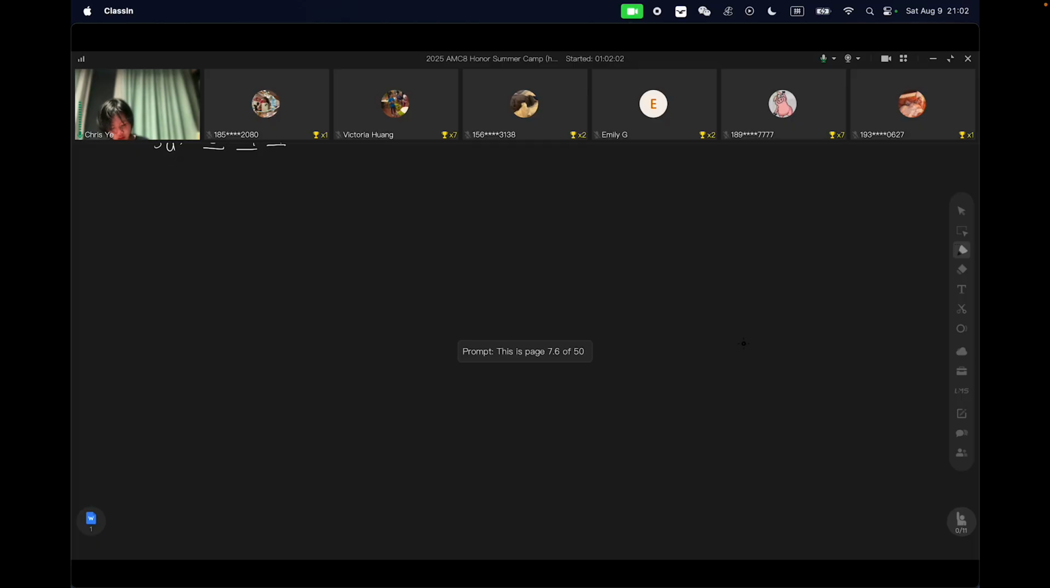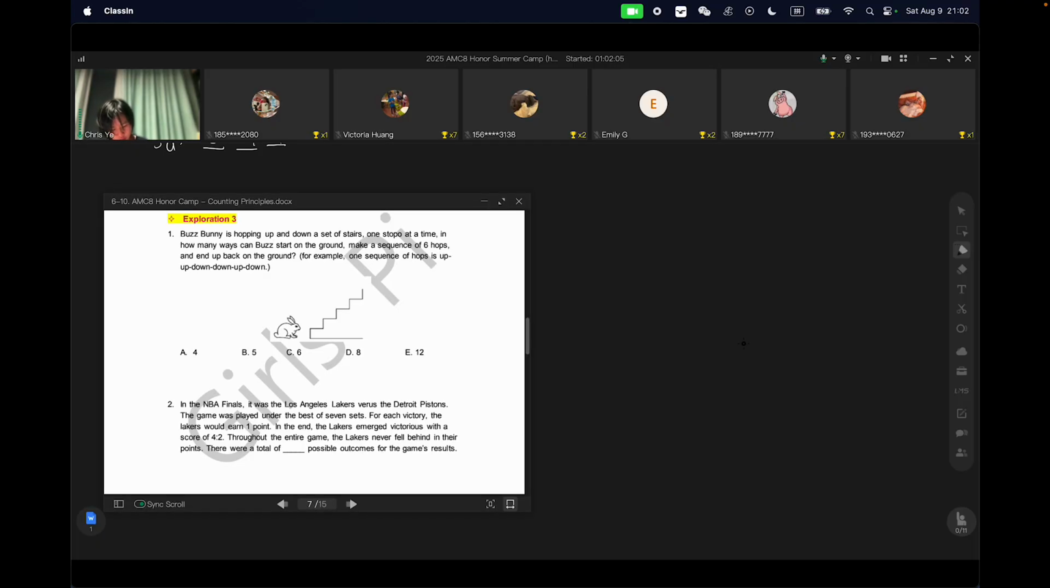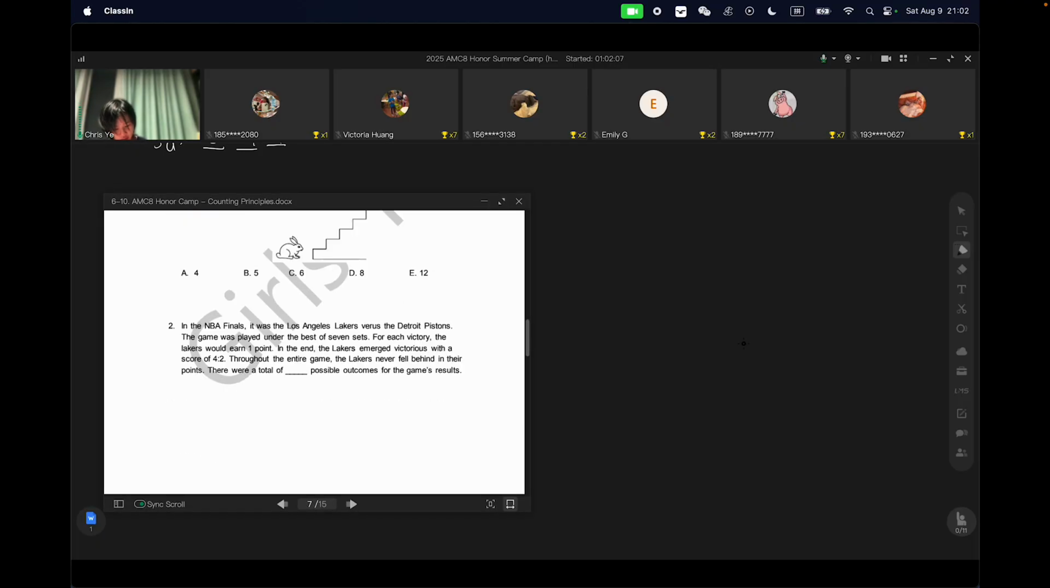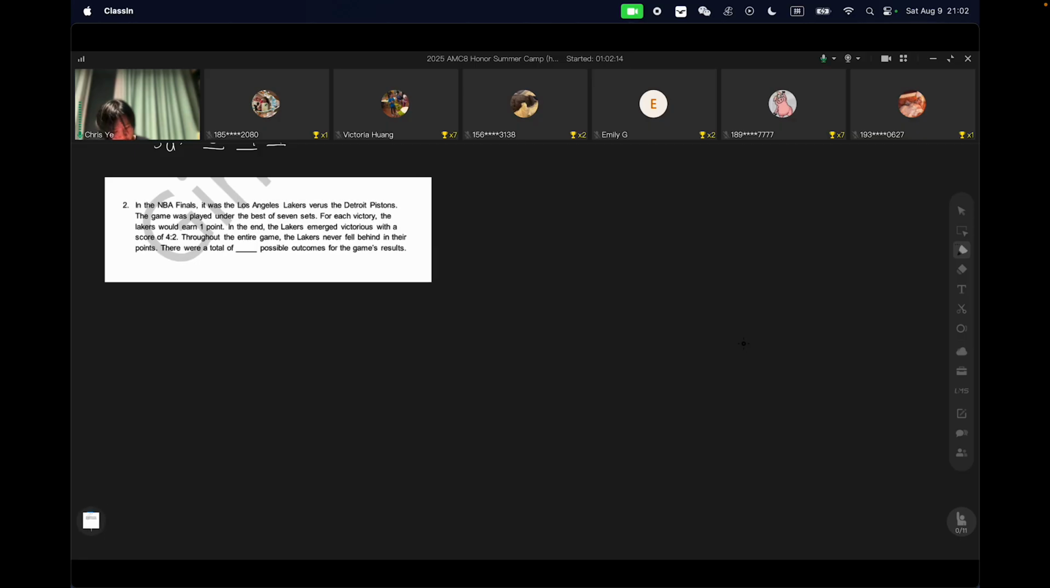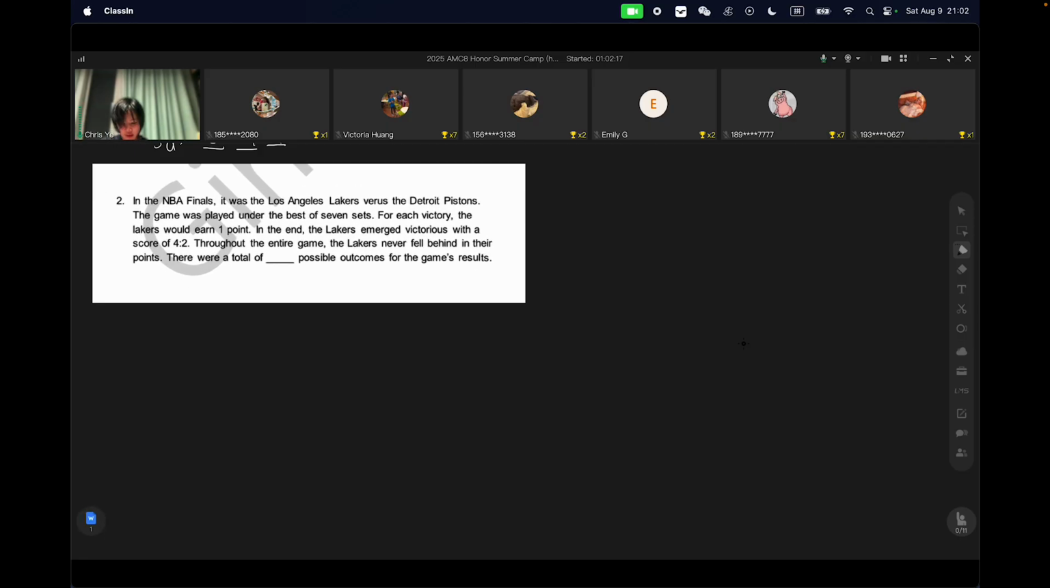And moving on to our next question, which will symbolize the thing that I just explained. In the NBA Finals, it was the Los Angeles Lakers versus the Detroit Pistons. If the game was played under the bet of 7 sets, for each victory, the Lakers would gain 1 point. In the end, the Lakers emerged victorious with a score of 4-2. Throughout the entire game, they never fell behind in their points. So how many total outcomes were there for the game result?